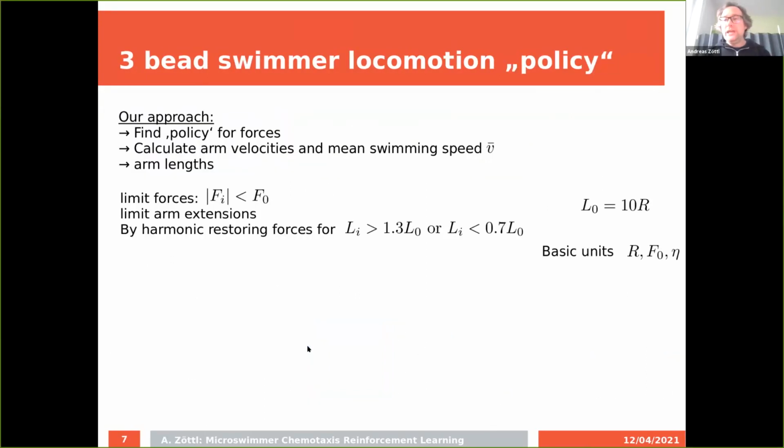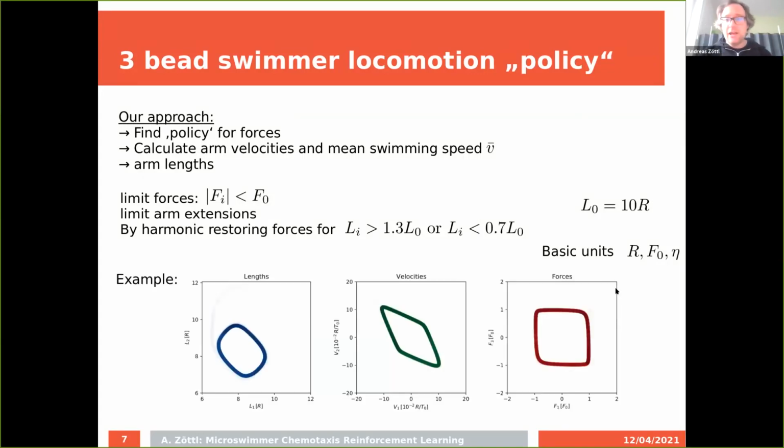Yeah. What we have in mind is a different approach. We want to find a policy for the forces and then calculate the arm velocities and the mean swimming speed and so on, and the arm length. And to this end, we will limit the forces on the beads to a certain maximum force, and also the arm extensions by applying a harmonic restoring force, if the lengths are more than 30% larger or smaller than an equilibrium length L0, which is 10 times the radius of the beads. And then we get typical force curves, velocity curves, and curves in the arm lengths of the microswimmer.